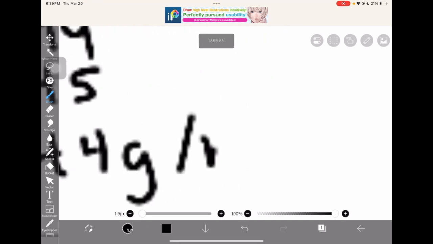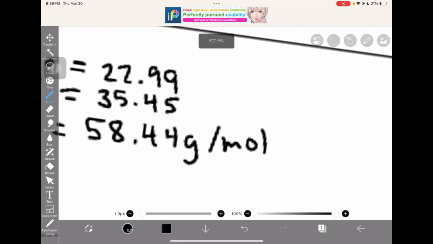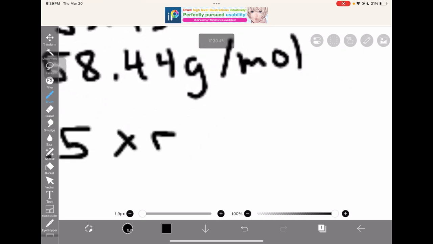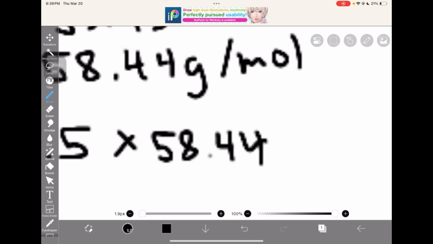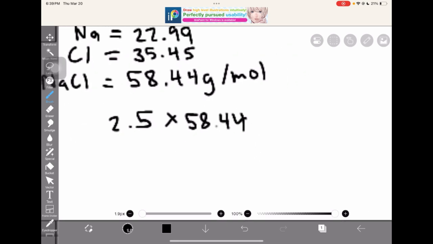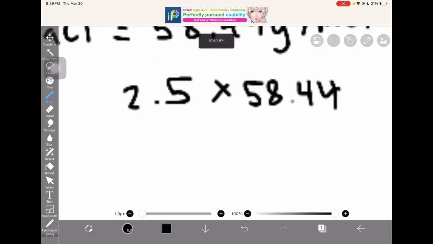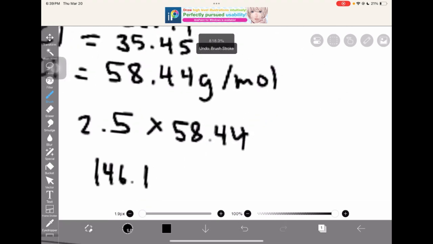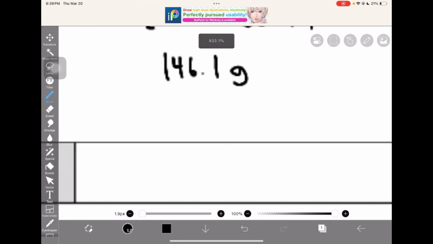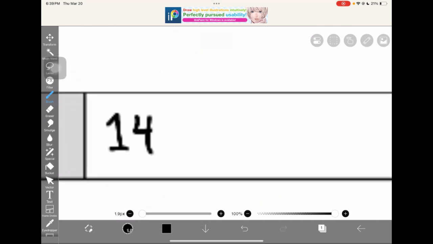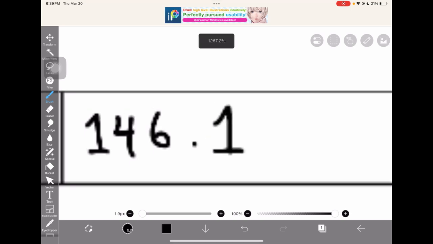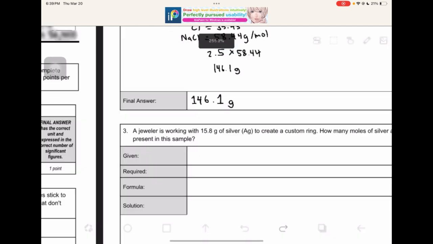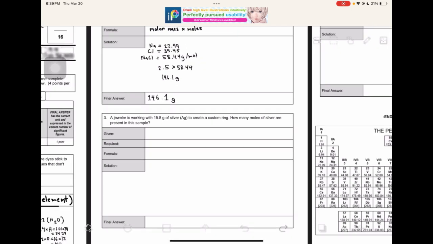grams per mole. And since we have 1 mole now, we can just multiply 2.5 times 58.44. So just do 2.5 times that one, and you get our final answer of 146.1. Only for this one, since we already have more than 1 mole, we just put grams. 146.1 grams. Let's just check our answer right there. Yep, that is correct. Okay, very nice.